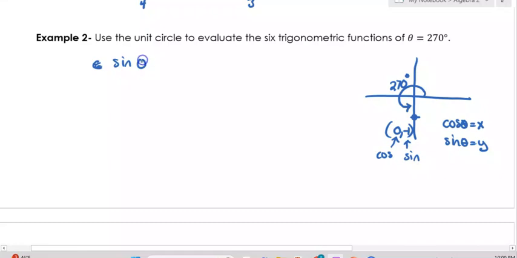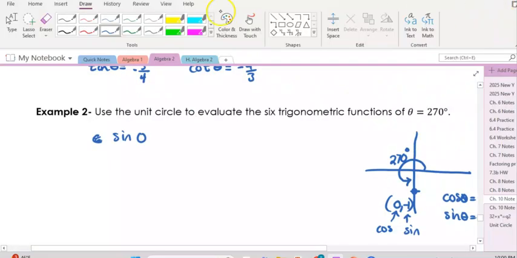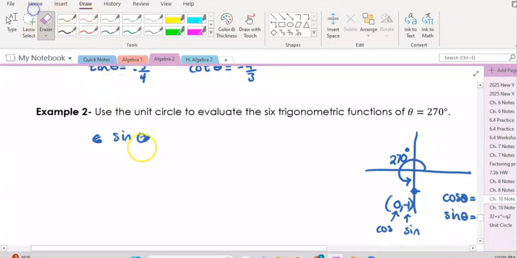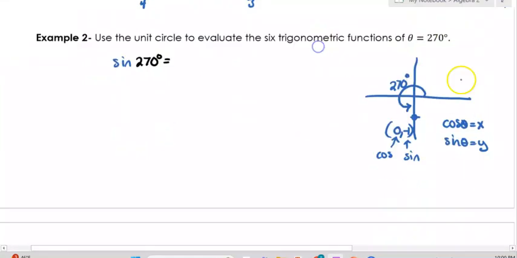So let's actually start with sine. What's the sine of theta, which in this case we actually know what theta is. Instead of theta, let's put, what's the sine of 270 degrees? Well, the sine of 270 degrees is the y value of the point where it is at, which is -1. All right, and then the cosine of 270 degrees is the x value, which is 0.